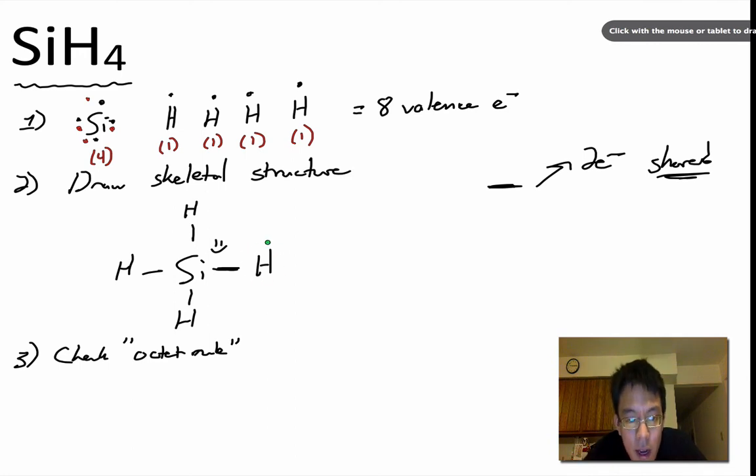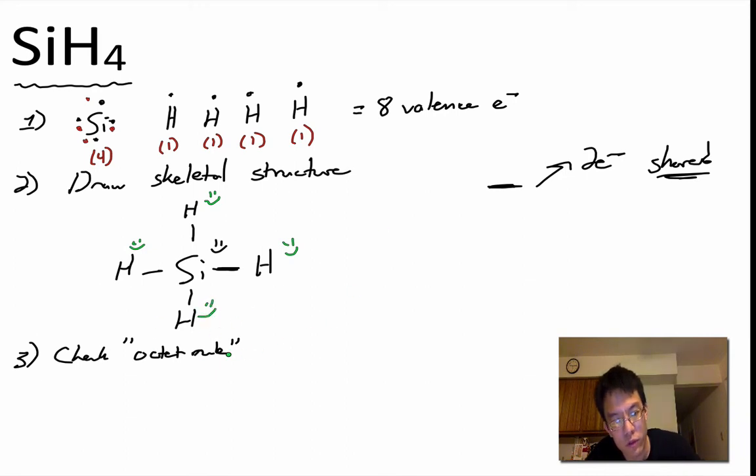H, on the other hand, you might think, hey, it's only sharing 1 bond, which means 2 electrons. But remember, H is one of the few elements that's happy with 2 outer electrons since it's in the first ring. So all of these are happy. And so I've checked my octet rule, and the other thing I want to check is, did I use up all my valence electrons?